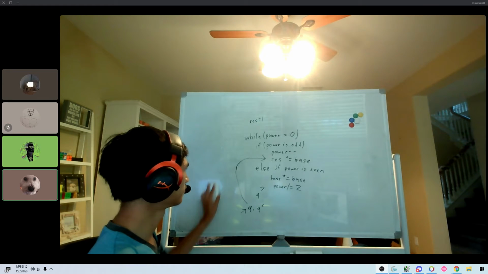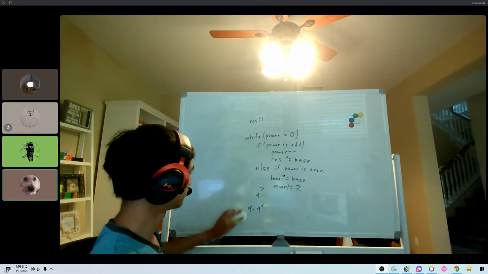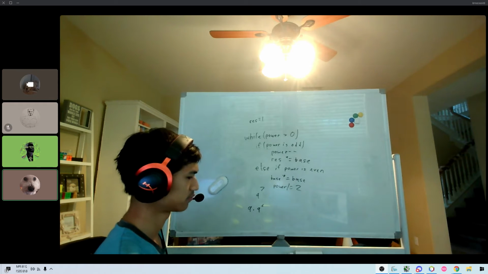So like when you have 9 to the 6, is squaring it first and then cubing it going to be faster, or is cubing it first and then squaring it?